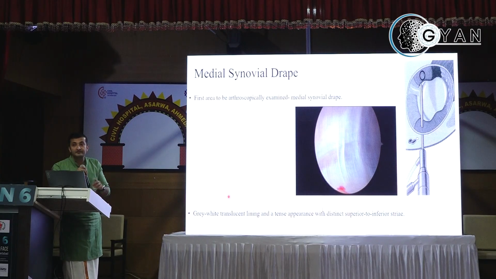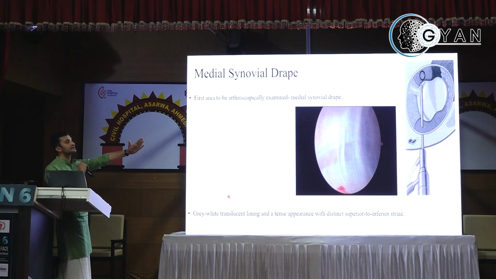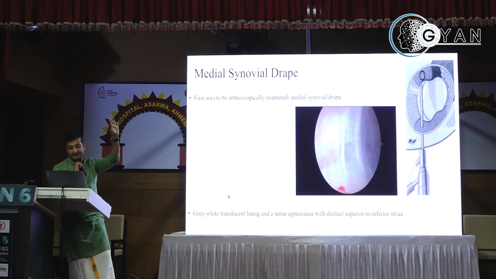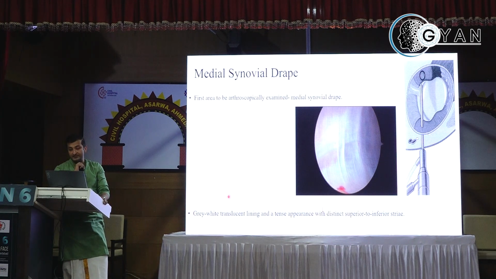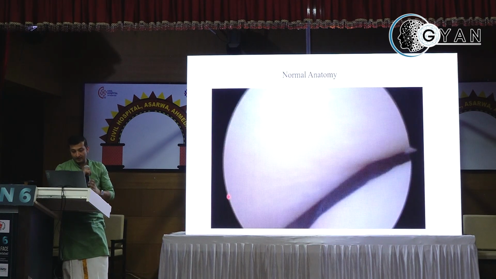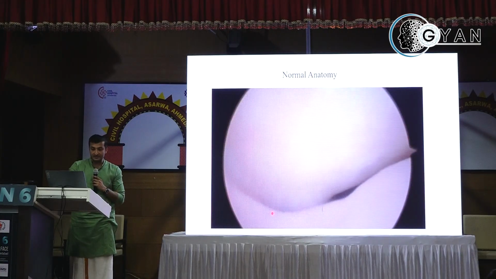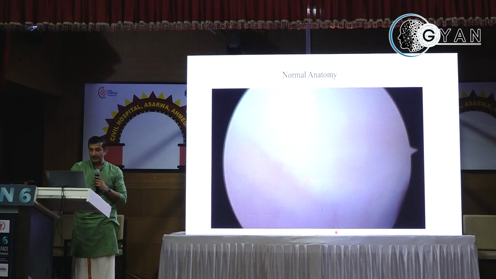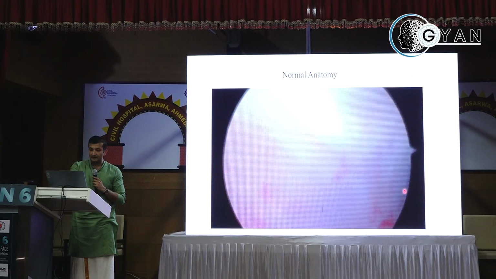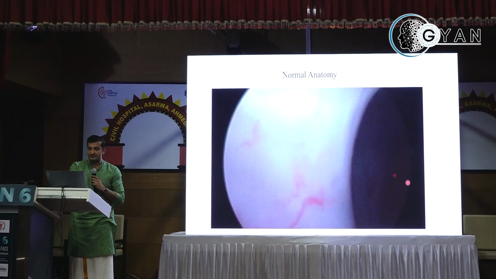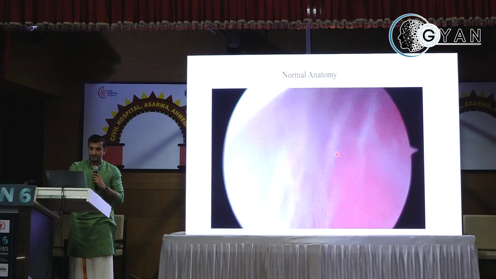Okay, the medial synovial drape is the first area that you would see when you enter the joint. So the whole thing is, when you enter the joint, it's like you are entering a room. The first thing that you see is your medial synovial drape, which you have to visualize. Okay, so it's got these white translucent striae which is there. So on top, this is your retrodiscal tissue which is there, and then as you go medially, you can see the medial synovial drape here.